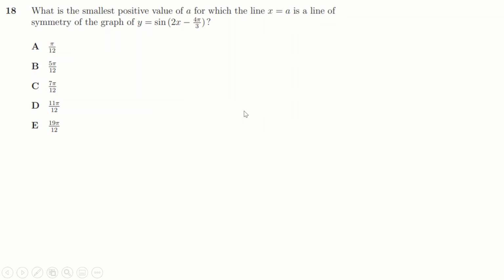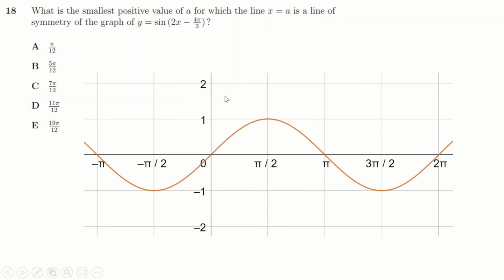Question 18. Okay, so if we draw the sine graph, this is saying there's a line x equals a. Now x equals some number is a vertical line, like this or this or this. And it's saying that the graph is symmetrical. Now, for sine to be symmetrical around a vertical line, the vertical line must go through the top points or the bottom points. That was such a terrible description.